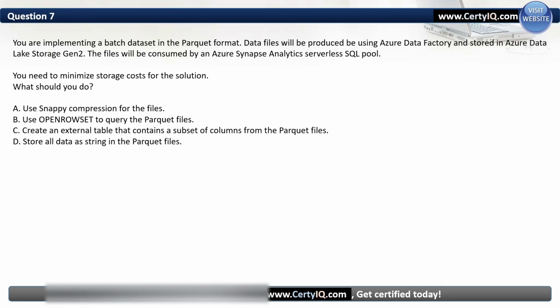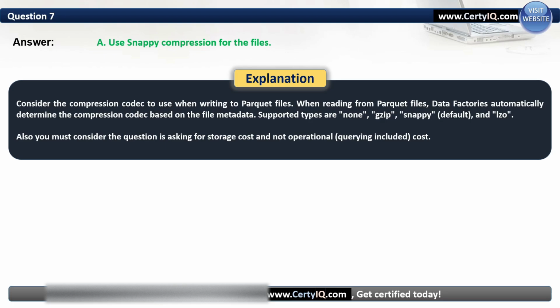The correct option is A. Use snappy compression for the files. Consider the compression codec to use when writing to Parquet files. When reading from Parquet files, Data Factory automatically determines the compression codec based on the file metadata. Supported types are none, gzip, snappy, and lzo. Also, you must consider the question is asking for storage cost and not operational cost.